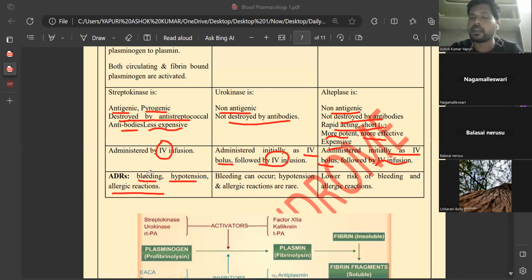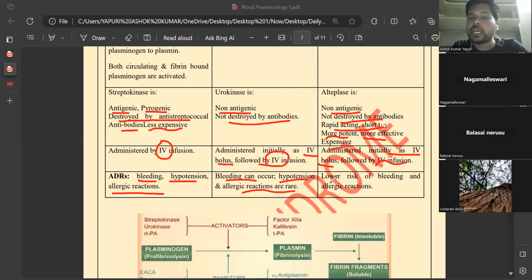So there is a chance of bleeding because excess dose or continuous usage of these drugs produces bleeding. Why? These drugs are breaking down the fibrin mesh and preventing clot formation. If the prevention of clot formation is continuously happening, there is a chance of bleeding. That's why continuous usage of anticoagulants develops bleeding. And here also, regarding urokinase, bleeding is common. Hypotension and allergic reactions are rare. Allergic reactions are higher with streptokinase.